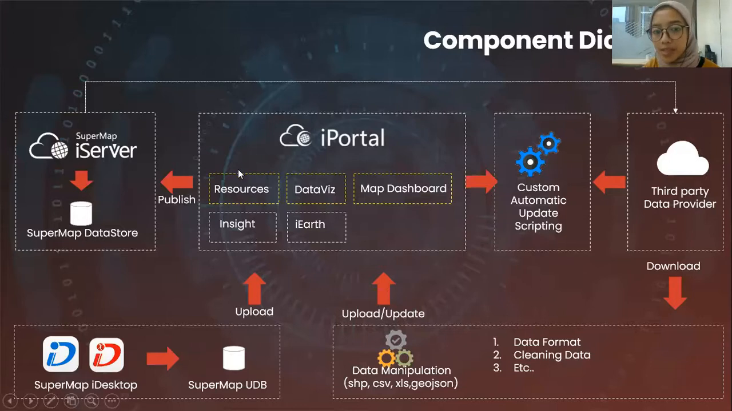We have resources here. This is for the data management center. And we have also Dataviz. Dataviz is for making an online map. And for mapping, we can do 2D and 3D. 2D we can do in the Dataviz, and 3D preparation data can be done in the iEarth. So iEarth can display your 3D data that is already published by using iServer.